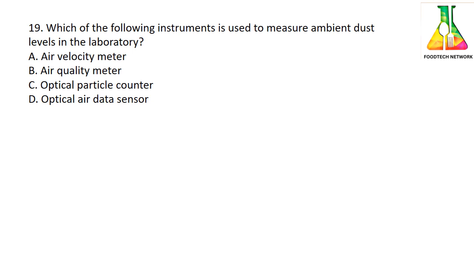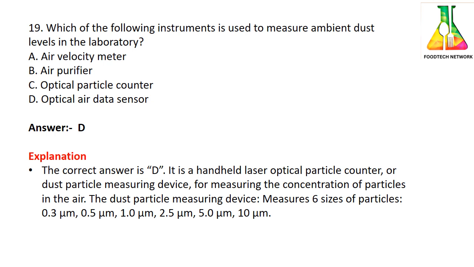Which of the following instruments is used to measure ambient dust level in laboratories? Option A, air velocity meter; option B, air quality meter; option C, optical particle counter; and option D, optical air data sensor. Option D, that is optical air data sensor.